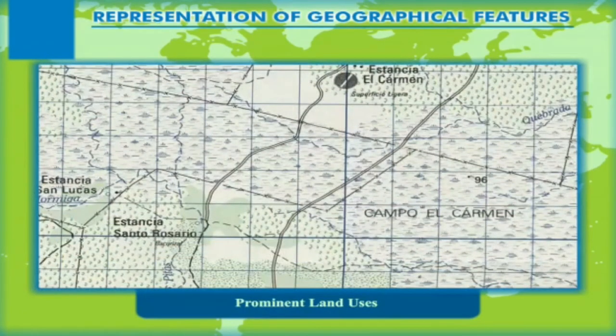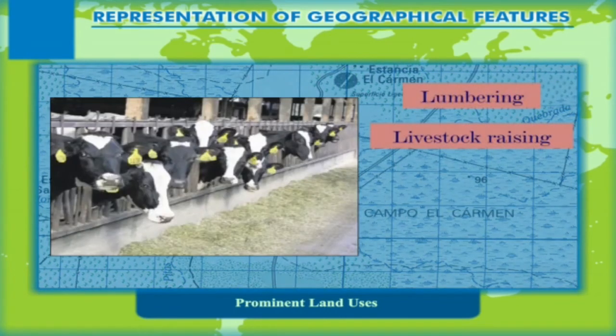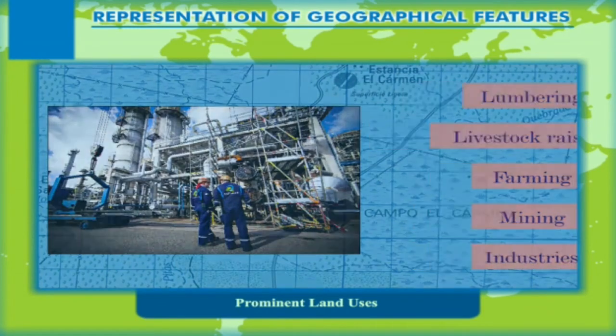Prominent land uses. The information under this heading includes various types of natural vegetation and their land uses, major occupations possible in the region or the main sources of livelihood such as lumbering, livestock raising, farming, mining, industries, etc.